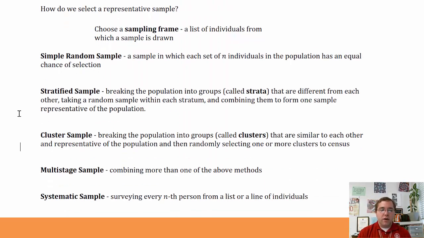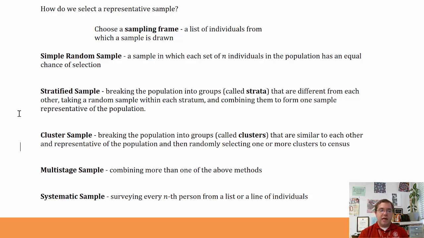So how do we select a representative sample? We first have to choose a sampling frame, a list of individuals from which we're going to draw the sample. So if I am sampling people at Chaminade, I will need to obtain a list of the individuals at Chaminade or have some way of drawing a sample frame from the people at Chaminade. Once I have the sampling frame, I can choose the way that I'm going to select the sample randomly. I could use a simple random sample.